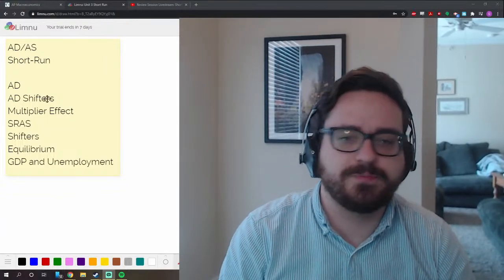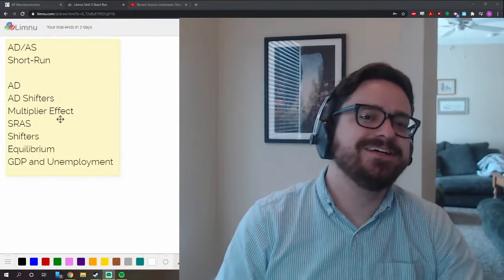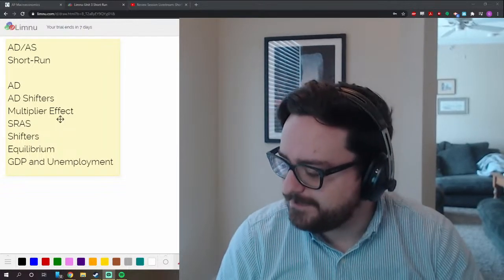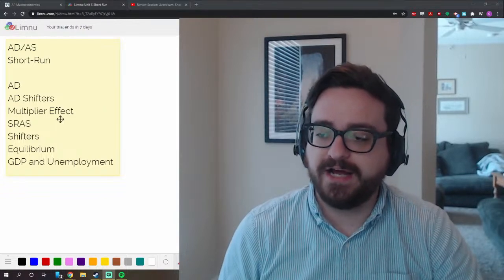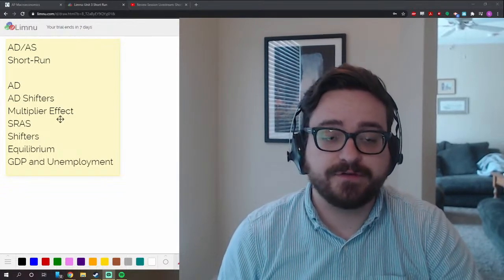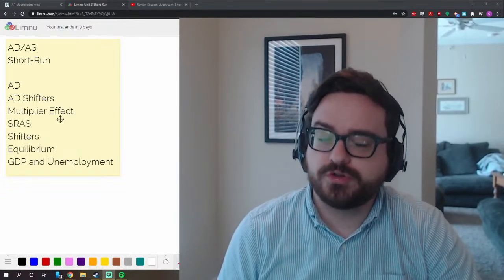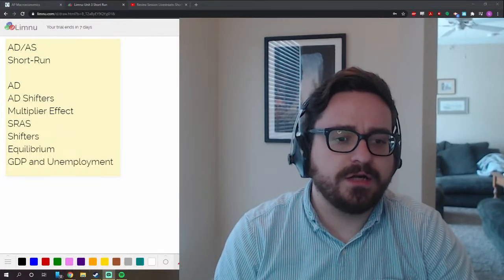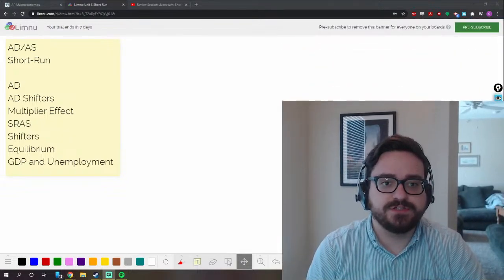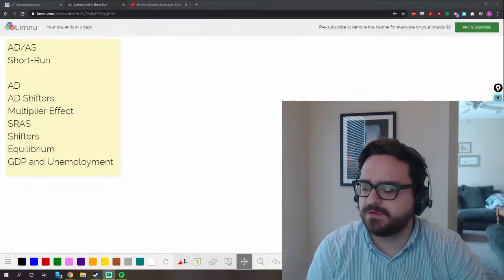Here's my super short, what I gotta hit in this review. The aggregate demand and the aggregate supply graph. The most important graph in the class because it is the graph of the economy. We're trying to get an idea of what an economy looks like, what our country looks like when we turn it into a macroeconomics graph.